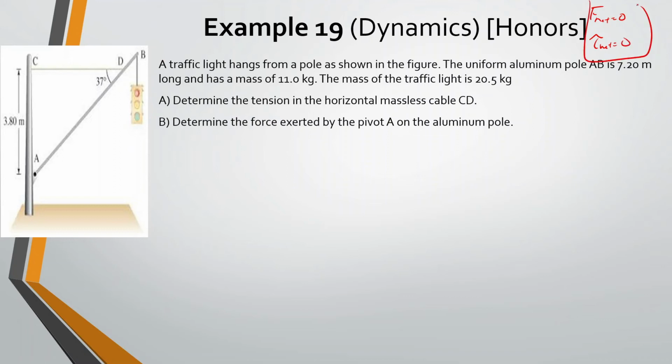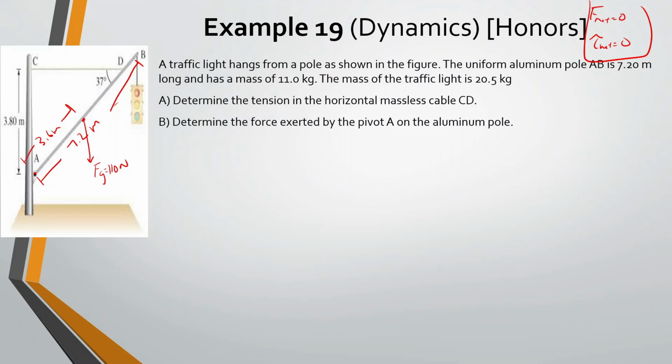Okay. So a traffic light hangs from a pole, as shown in the figure. The uniform aluminum pole is 7.2 meters from A to B. So this is 7.2 meters. And has a mass of 11 kilograms. So it's uniform, so we know right in the middle of it, we can put the force of gravity, which is equal to 110 newtons, which is also going to be 3.6 meters from this pivot point if we want to use that.